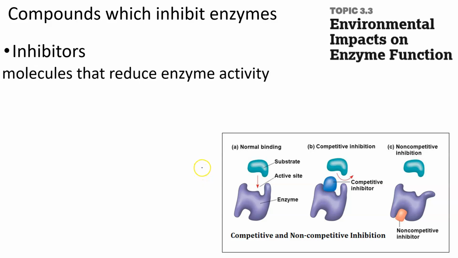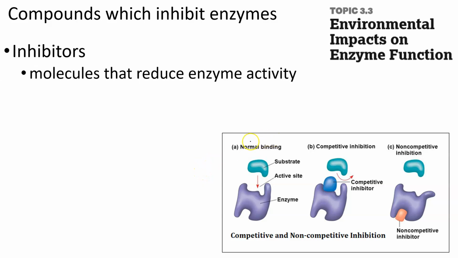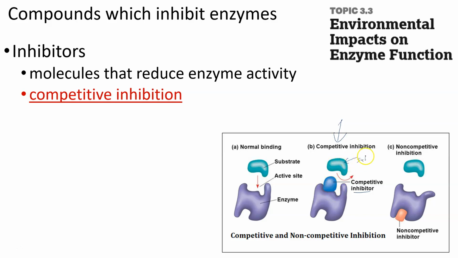Compounds which inhibit enzymes. Inhibitors. These reduce enzyme activity. They keep enzymes from working. And when we talk more deeply this year about gene expression, we're going to talk about some of these inhibitions more specifically. The first one I want to talk about is competitive inhibition. This is when an inhibitor competes. If you look at this competitive inhibition example right here, this competitive inhibitor is competing with the substrate. Look here at the substrate. It's competing for this active site, right? Okay, keep those words in mind. Active site, substrate. And this competitive inhibitor is competing with that.